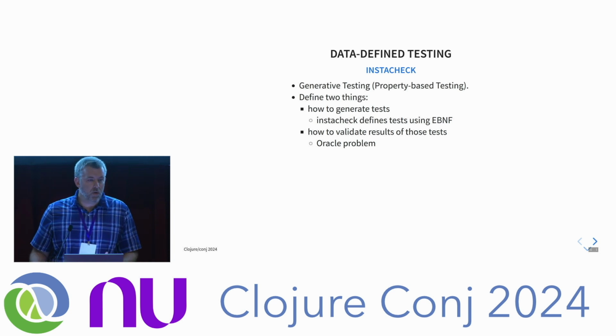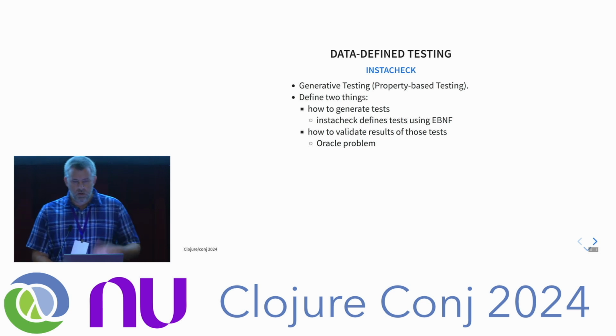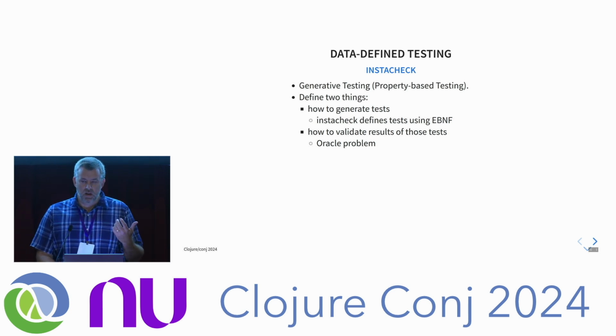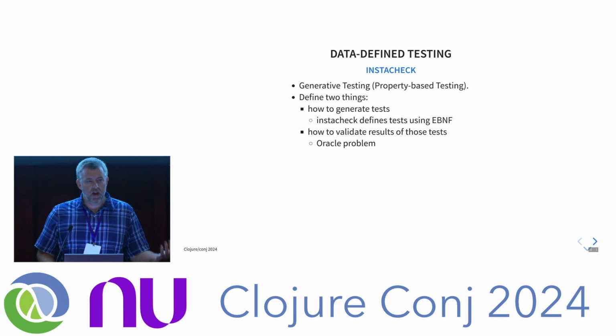So with the generative testing model, rather than defining individual tests in your system, hard-coded tests or fixed tests or even parameterized tests, what generative testing does is generate random tests against your system, and then verifies that those tests have the right behavior. So what you're defining in generative testing is a way to generate those tests, and then you also have to define a way to validate those tests, because you don't know ahead of time what the tests are going to look like. And so in the Instacheck context, the way we do this is we define and generate tests using a formal grammar language called EBNF, Extended Backus-Naur Form.